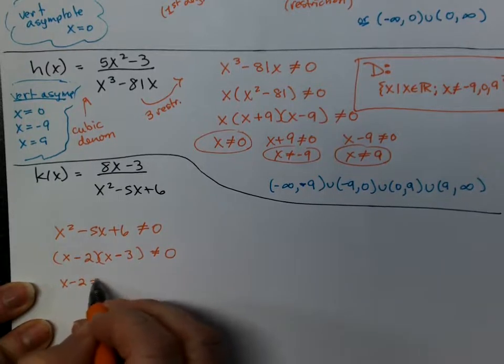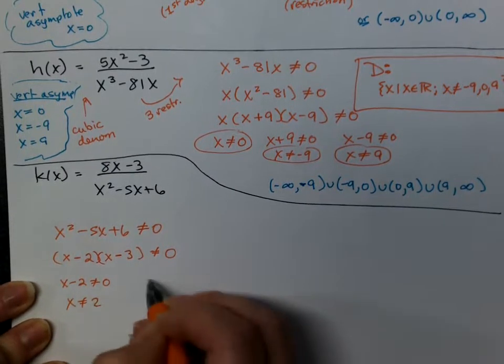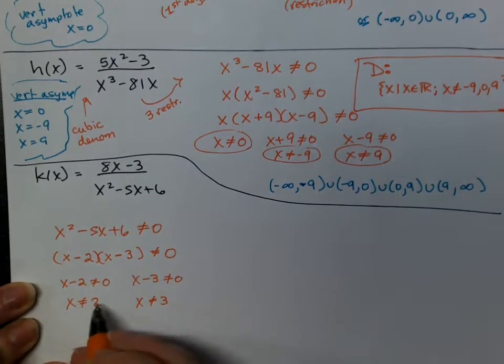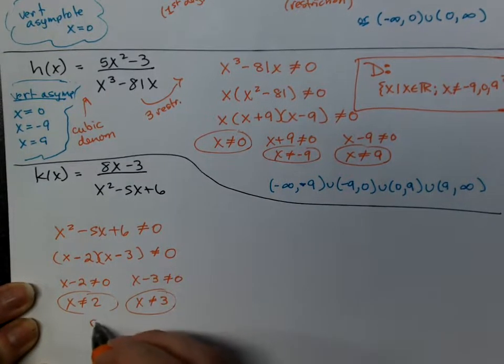So x minus 2 cannot be equal to 0, so x cannot be equal to 2. X minus 3 cannot be equal to 0, so x cannot be equal to 3. Those are my restrictions.